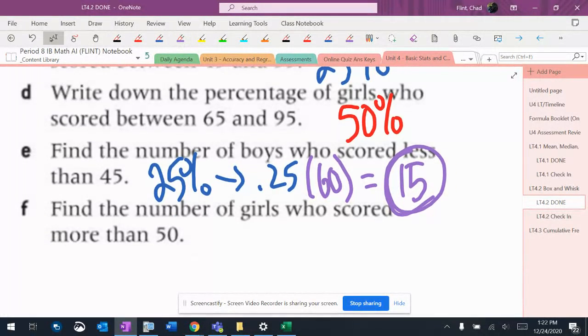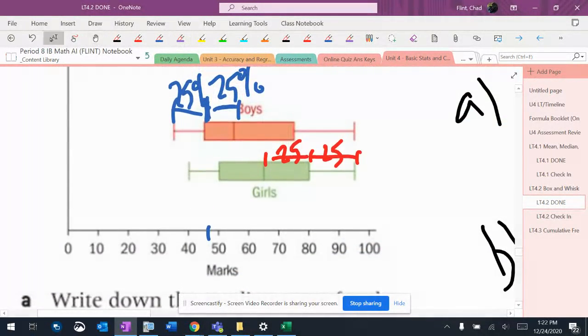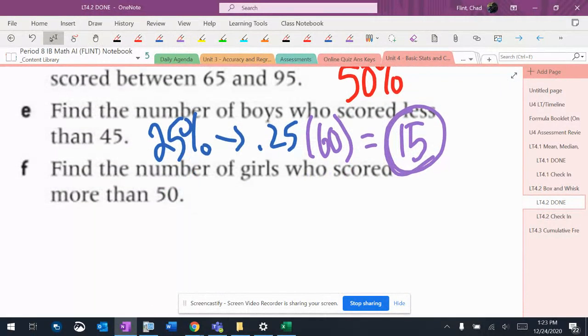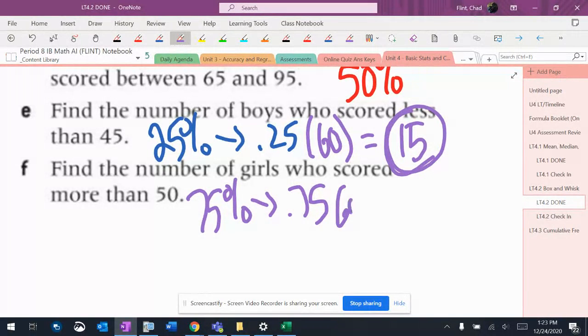Write down the number of girls who scored more than 50. All right, so I go to this thing right here. So I'm going right there. So it wants to know how many girls live over here. Well, that's 25, 25, and 25. So 75% scored more than 50. And you got to be able to interpret some things like this. So 75%, which is 0.75. It was 60 boys and 60 girls. So that's going to be 45 girls who scored over a 50.